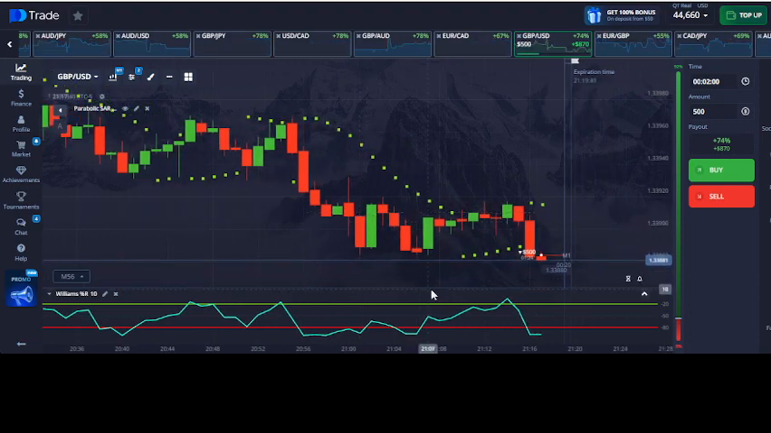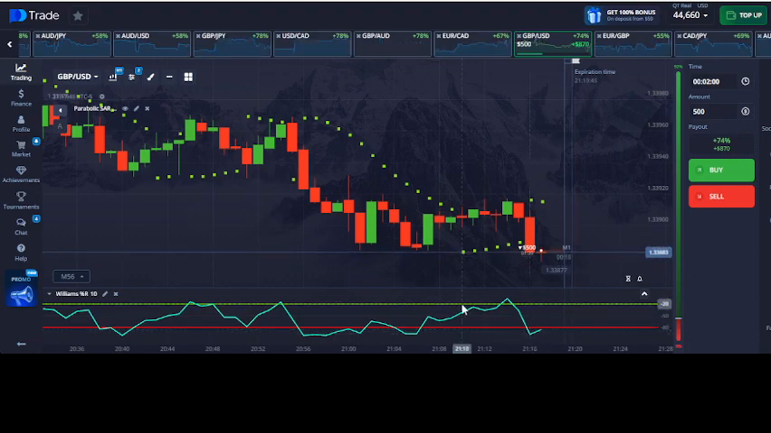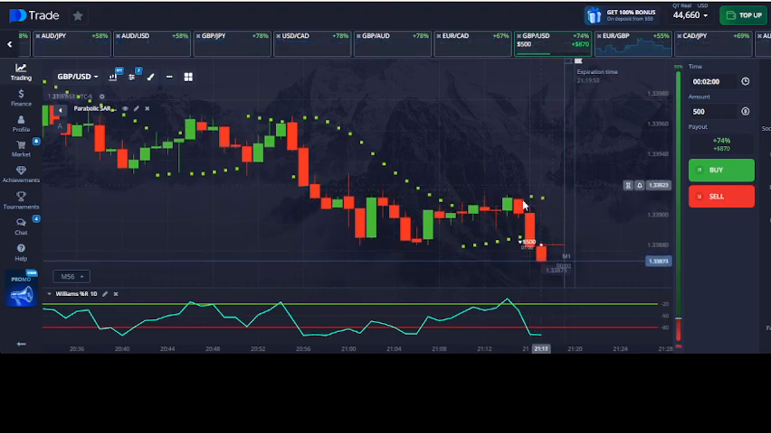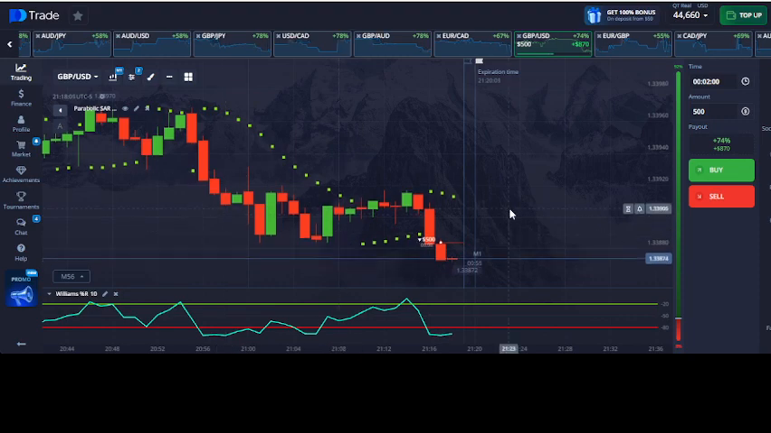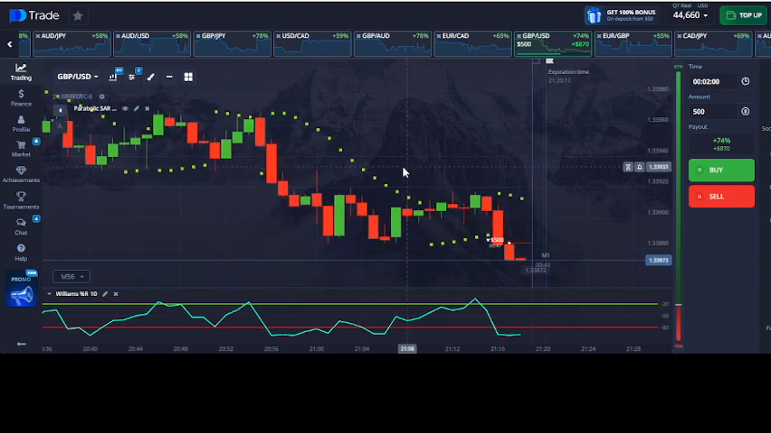In addition to that, my trigger is the Williams percent R indicator just crossed below the red 80 line in the downward direction. On top of that, the parabolic SAR dots have begun to print above the candles here. So with all three of these confirmations, this is telling me that there's a bearish push to the downside in the price of the currency. So let's monitor this trade and wait for the expiration.